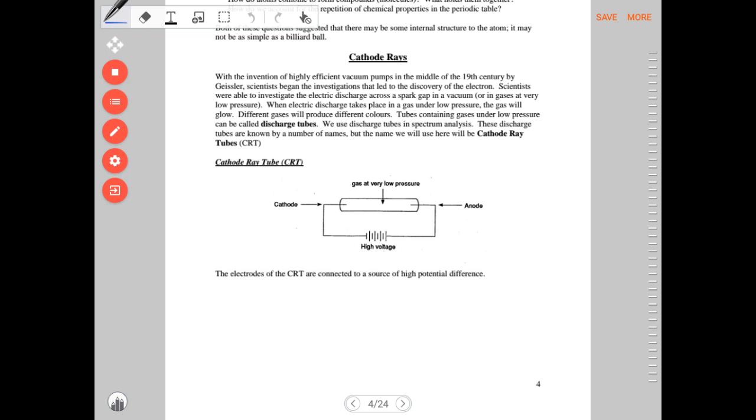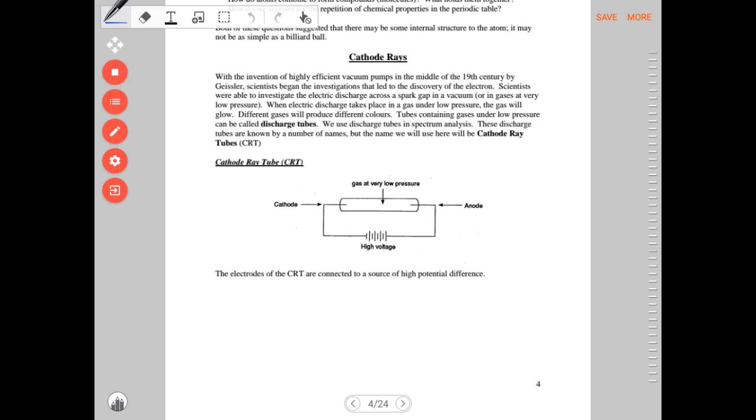Scientists were able to investigate the electric discharge across a spark gap in a vacuum, or in gases at very, very low pressure. When electric discharge takes place in a gas under low pressure, the gas will glow. Different gases produce different colors. Tubes containing gases under low pressure can be called discharge tubes. We use discharge tubes in spectrum analysis. These discharge tubes are known by a number of names, but the name we're going to use is a cathode ray tube, or a CRT.